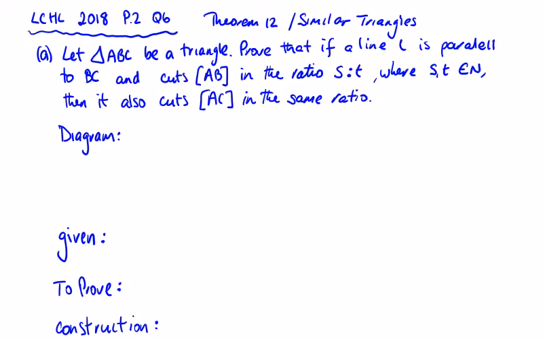So let's have a look at the diagram here. We have a triangle ABC and a line is drawn parallel to BC. So let's draw a line L here, parallel to BC. We can call these points D and E, or if you want to differentiate them from ABC, you could call them X and Y.